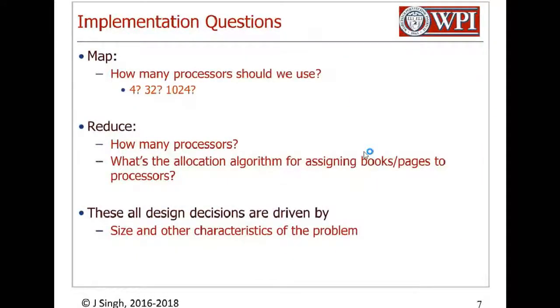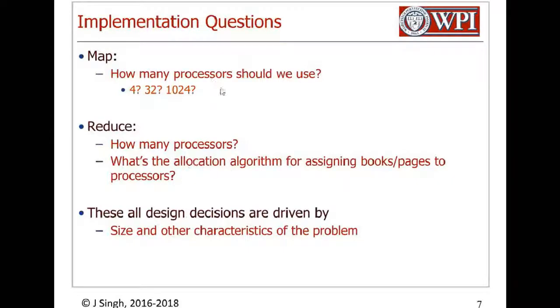So the question of how many processors we should use is an open question, and it's really not something that the MapReduce algorithm itself will decide for you. You end up having to specify that. And same thing with reduce. We don't know how many processors we should use. We don't know what the right algorithm is for saying which words should go to which reducer. That's a different decision that we have to make.